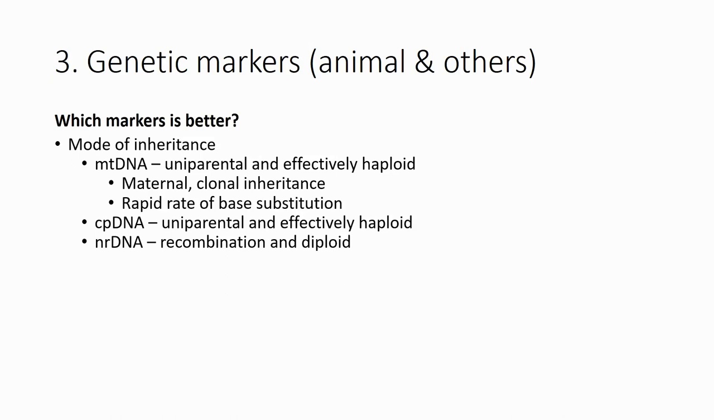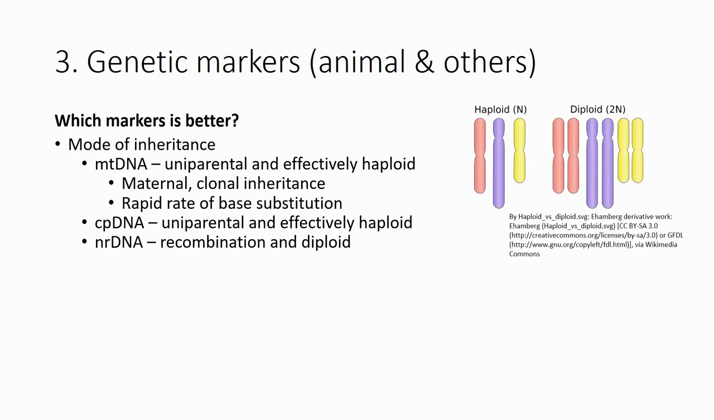It really depends on the research question and the objective of your study. Different types of DNA have different modes of inheritance. For example, mitochondrial DNA is uniparental and effectively haploid, with maternal clonal inheritance, and it has a very rapid rate of base substitution. Okay, so this is what I mean by haploid and diploid.